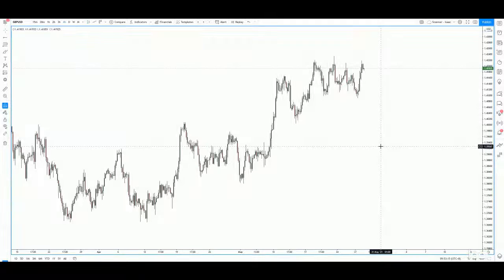Hi everyone, welcome to today's trade of the day, and for today's trade of the day we will be looking at the pound dollar, right? So overnight the pound actually pushed higher very strongly.